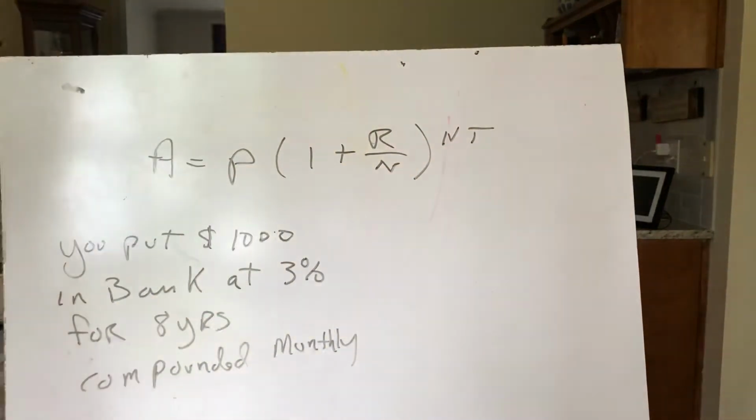This formula is for compound interest. You put $1,000 in the bank at 3% interest for 8 years, and it's compounded monthly.